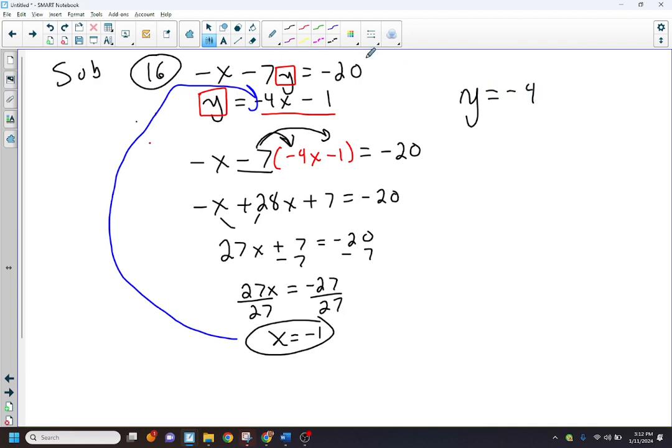Wait a minute, I completely forgot what we're doing here. Substitution. So y equals negative 4 times negative 1, minus 1. Because the x is here, the x gets replaced over here. Negative and negative gets positive. So y equals positive 4 minus 1. Negative 4 times negative 1 is positive 4, and then 4 minus 1 is 3. So it's negative 1 comma 3.